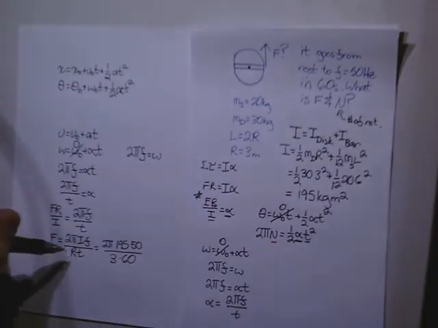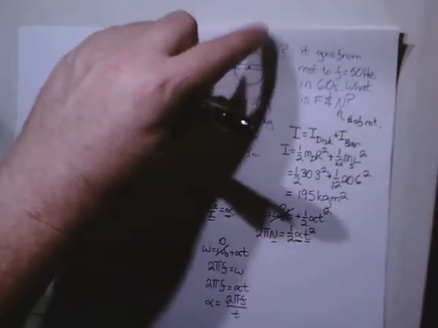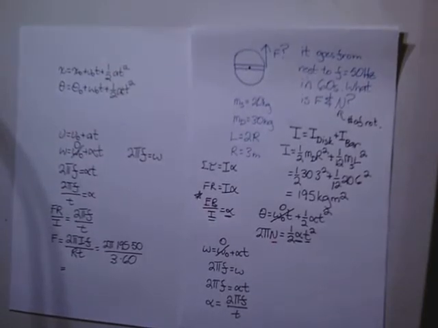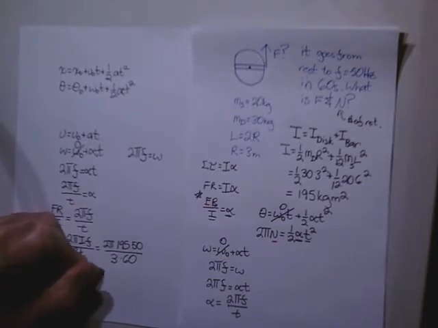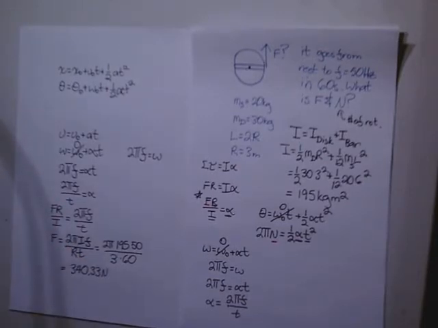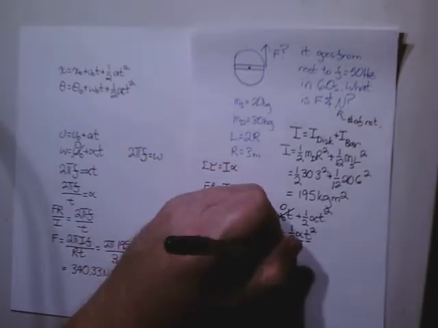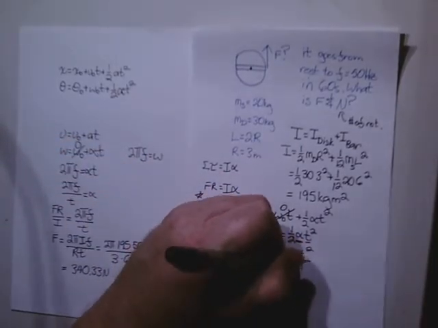Now, this R here is the distance from the rotation point to the force. If it was at a different distance than the radius, then it would have to change. So 2 pi, and I get a force of 340.33 newtons. To get the number of rotations now is this. So the number of rotations is alpha t squared over 4 pi.